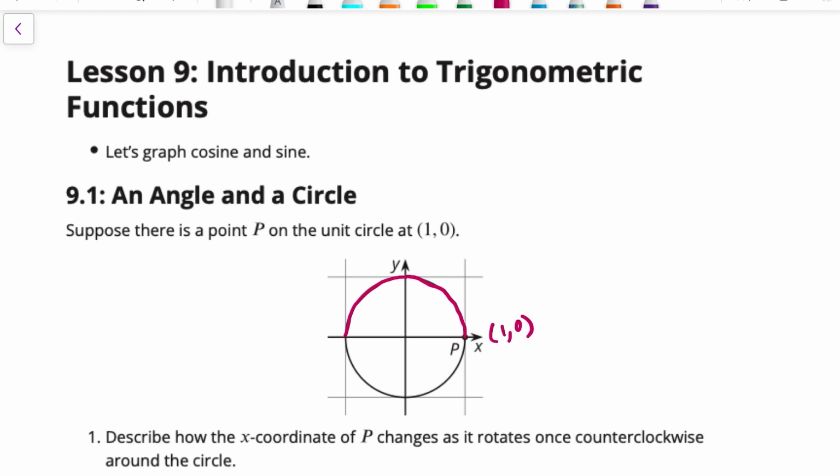So the x-coordinate starts at 1 and decreases to 0 and then -1, and then here it's increasing because it's going to the right before increasing back to 1. Right? So that is how the x value is moving.